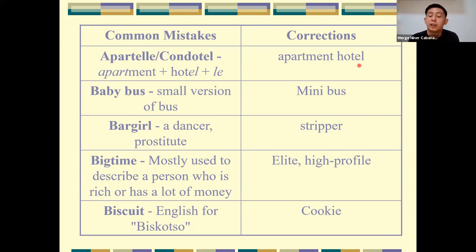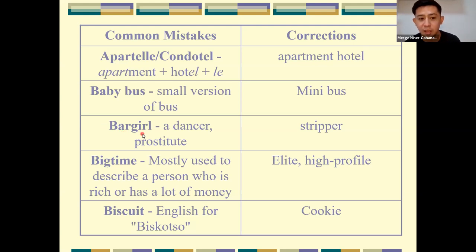We can actually use different terms. In your Grammar 5, I've discussed that you can put other words in front of a bus and it will now be referred to as a city bus or provincial bus, because that is just how your modifiers work. Okay, bar girl, this is the third. By the way, this is in alphabetical order.